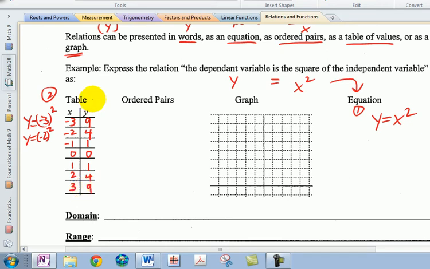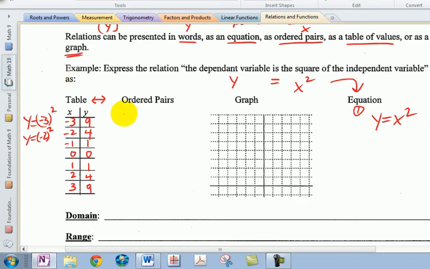From the table, we can then write our ordered pairs. Now, sometimes we'll be given the ordered pairs to start with, and you have to go back and write your table. Okay, so I should really erase 1, 2, and 3, because it's not really necessarily the order that you're given, it's what you can do with it.